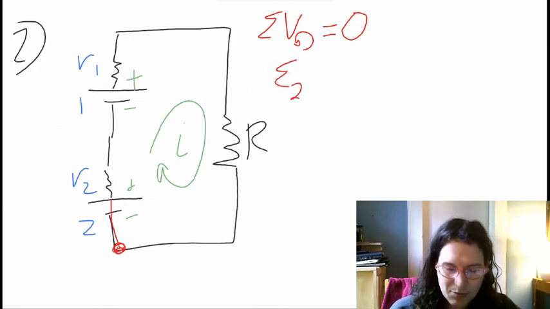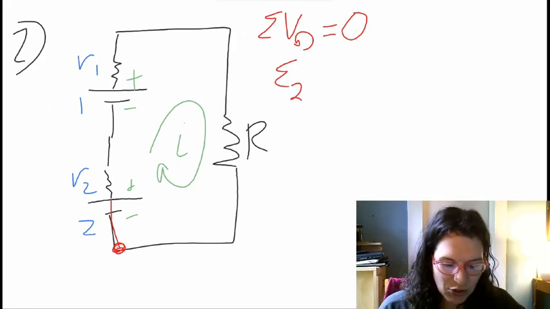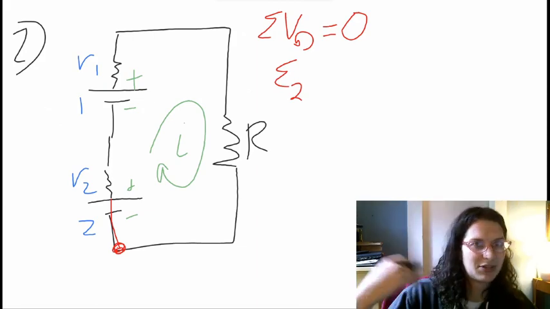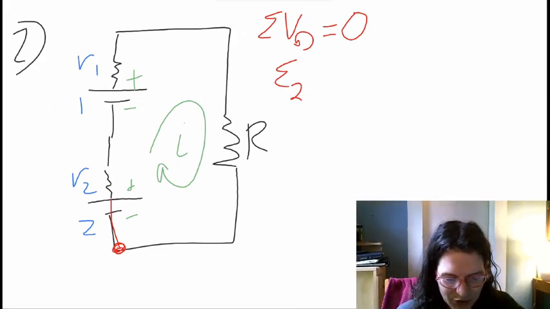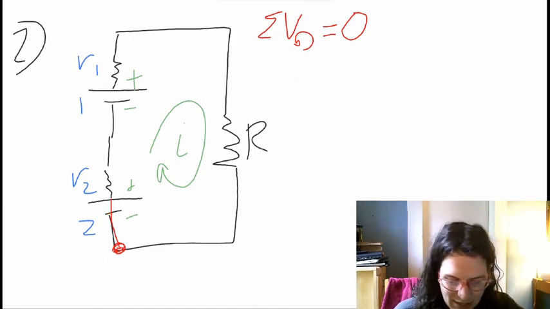So let's just say it's the electromotive force 2. This is the voltage. And then we also have the internal resistor. Now, this EMF 2 is a positive voltage because that battery is adding voltage. When we go from the negative terminal to the positive terminal, we are adding voltage. So we have a positive EMF 2.